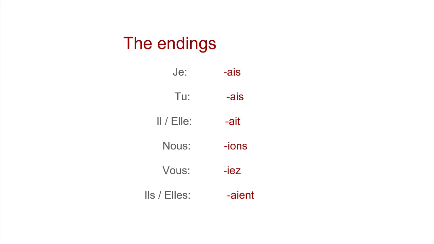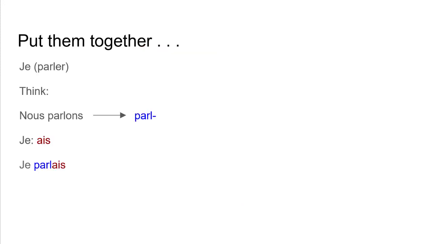Okay, so for je, the ending is AIS. For tu, AIS. Il or elle, AIT. Nous is IONS. Vous is IEZ. And il or elle plural is AIENT. So we're going to walk through putting the stem and ending together to actually make a verb phrase.